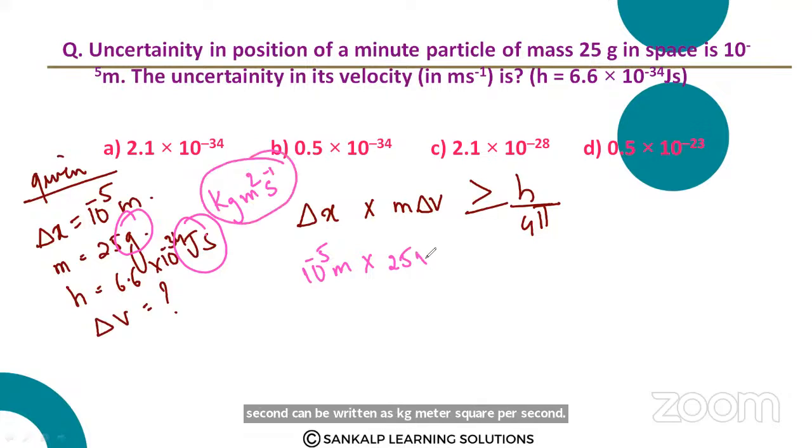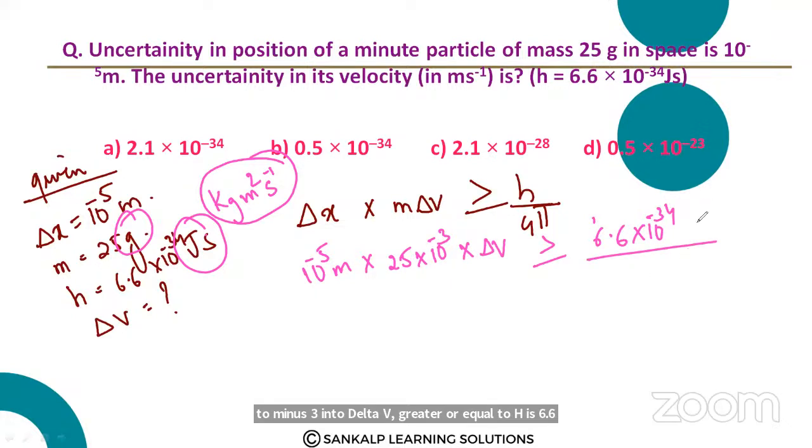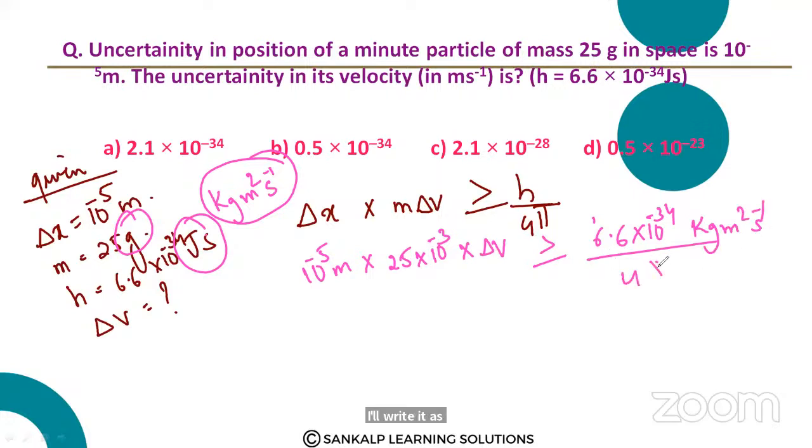Now I have converted into kg, that is 25 into 10 raised to minus 3, into delta v greater than or equal to h, which is 6.6 into 10 raised to minus 34, divided by, so joule second I'll write as kg meter square per second. What is 4? What is pi? 3.14. So what is the unknown here?